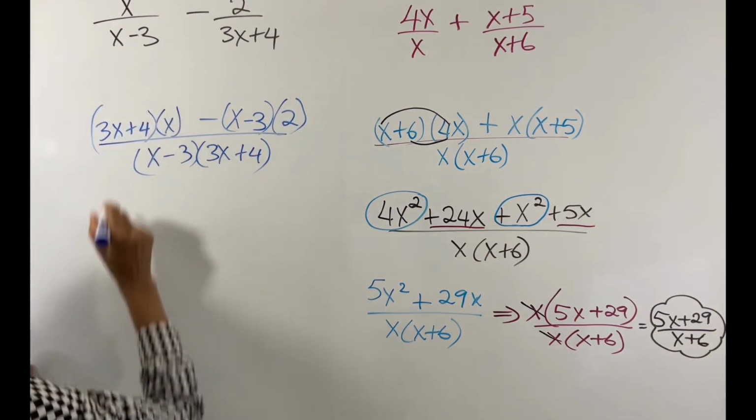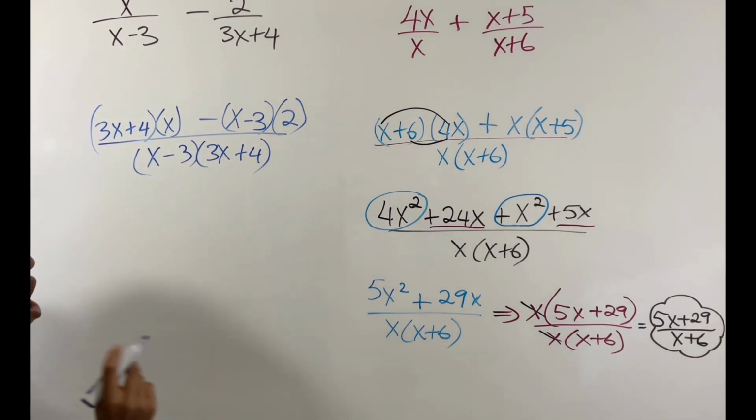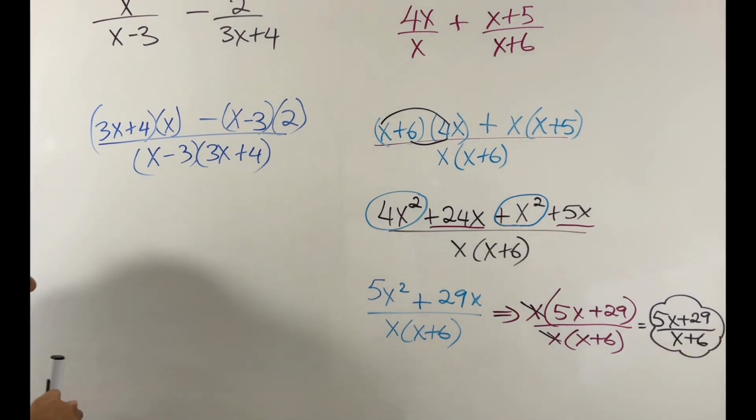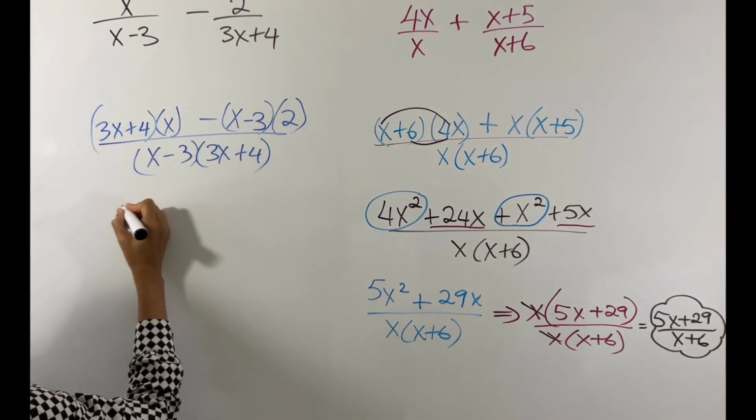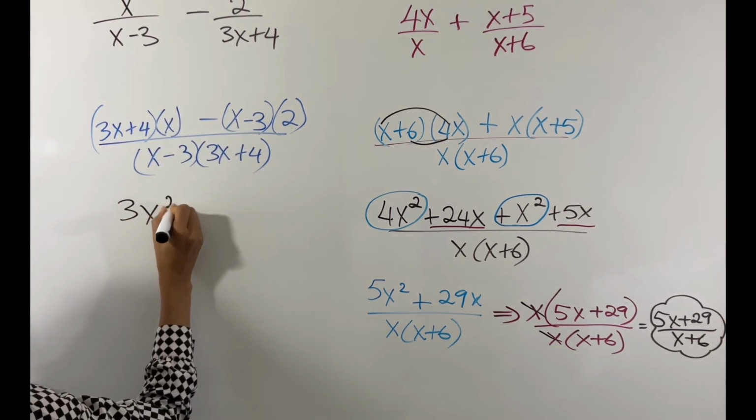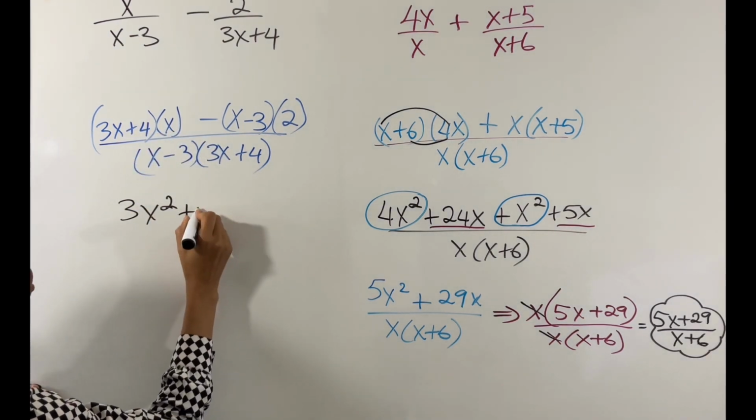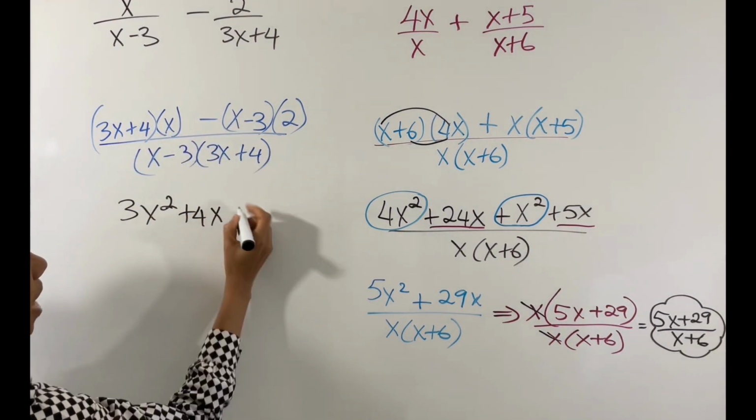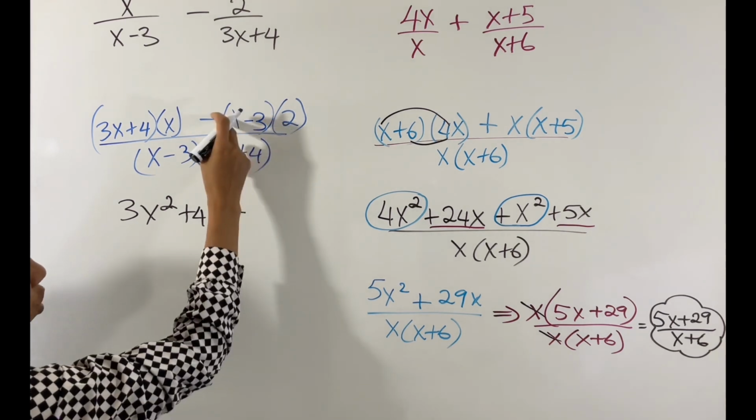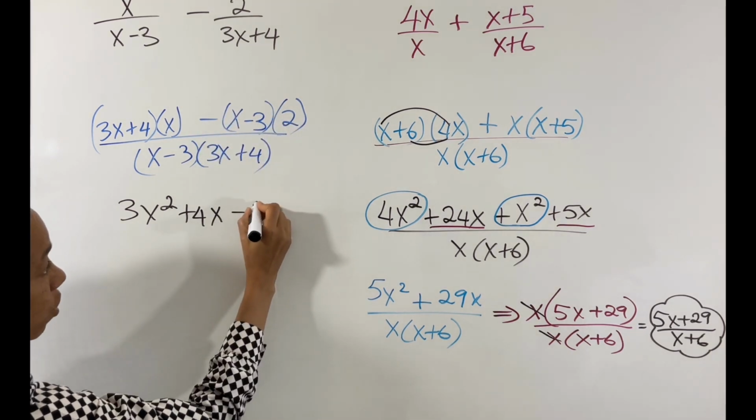All right. Now we are going to apply the distributive property to this in order to arrive at the correct answer. So 3x times x is going to be 3x to the second power. 4 times x is going to be plus 4x. Bring down your subtraction sign. 2 times the x is going to be negative 2x right there.